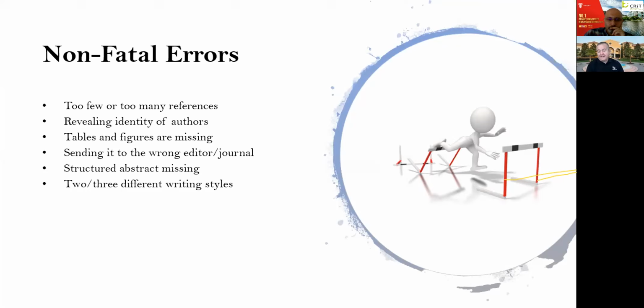Like, I get this: "Dear Professor Rivera, we are submitting this paper to the Journal of Hospitality and Tourism Research." I'm like, I'm not Professor Rivera, and Professor Rivera is not the editor of the Journal of Hospitality and Tourism Research. And I'm like, what the hell is going on? So they're rushing, they're not doing their homework. Abstract is missing, different writing styles, and so forth.